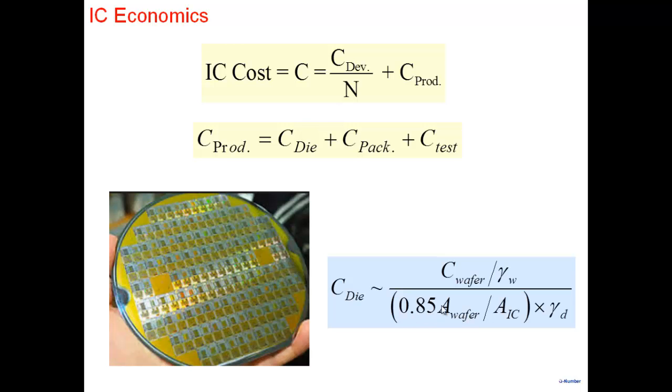So 0.85 times the area of the wafer, this number may vary, is available for dies. Divided by the area of the IC, that's the number of dies that you get.